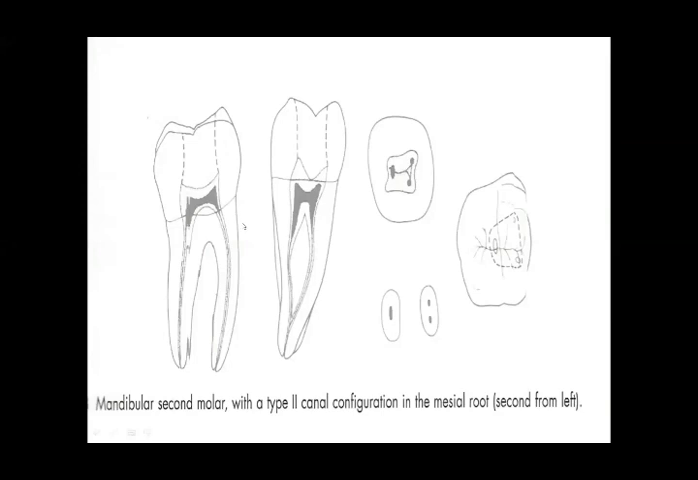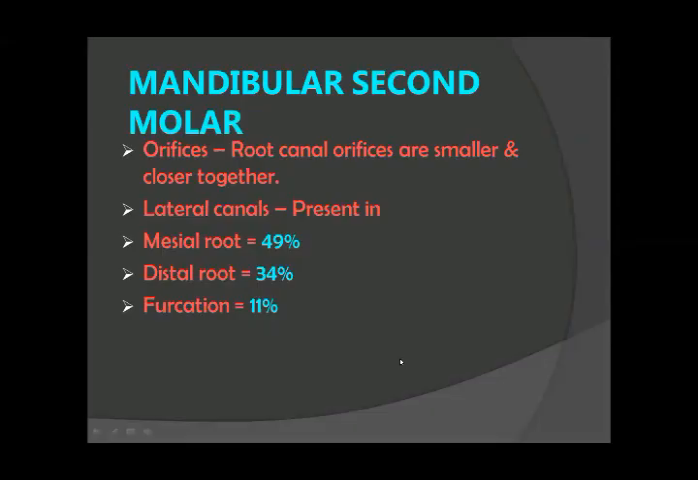This is a buccolingual, distal cross section, mid cross section. Mandibular second molar root canal orifices are similar and closer together. Lateral canals are present in the mesial root 49%, in the distal root 34%, and in the furcation 11%.